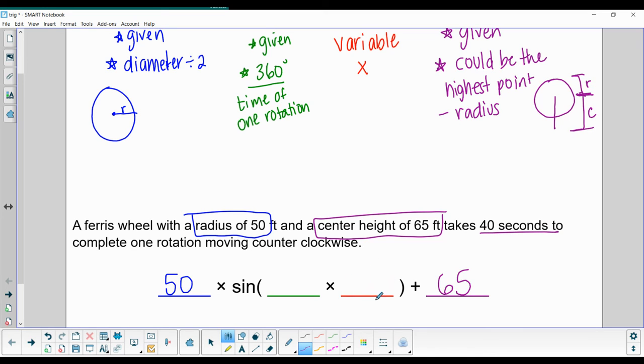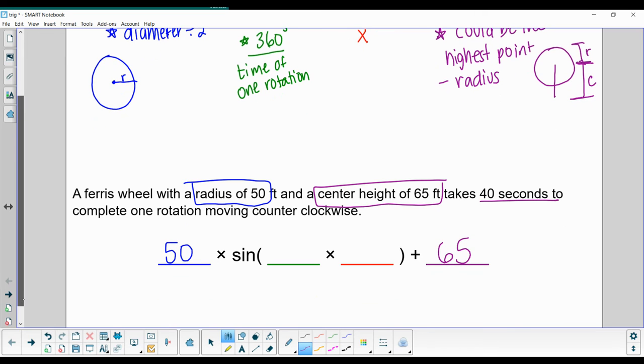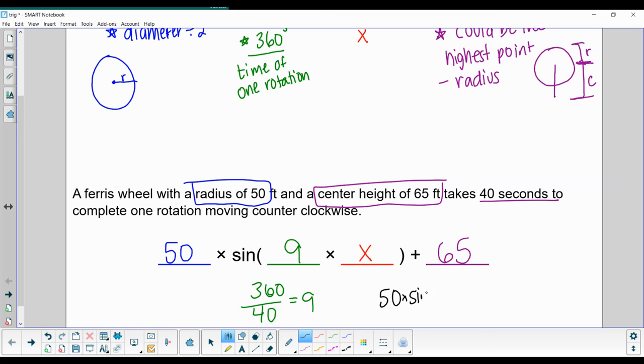So I want to put it here in seconds, but really I'm trying to find how fast it's going to move. So I'm going to do 360 divided by 40, and I get 9. So 9 times x, because I want to find out the number of seconds. So if I were to rewrite this to make it look a little bit neater, I have 50 times sine 9x plus 65. And so this is what you guys have been doing to find the height, but now we're putting it together into our equation.